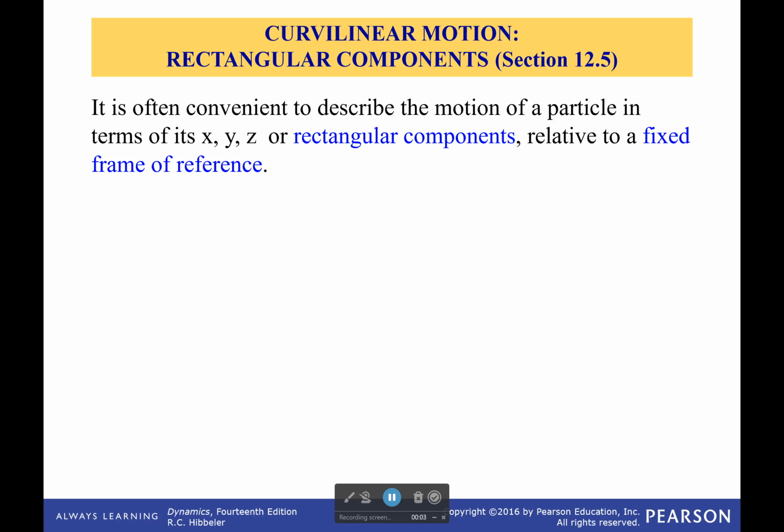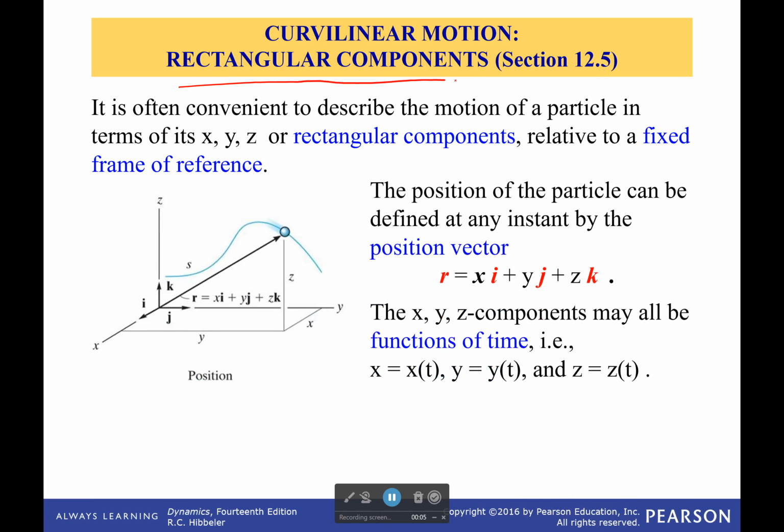So this time we're going to be going over the rectangular components of our position, velocity, and acceleration. And I will be honest with you, this gets very repetitive very quickly because we're going to be going over this for the velocity, position, and acceleration, and it's very similar.